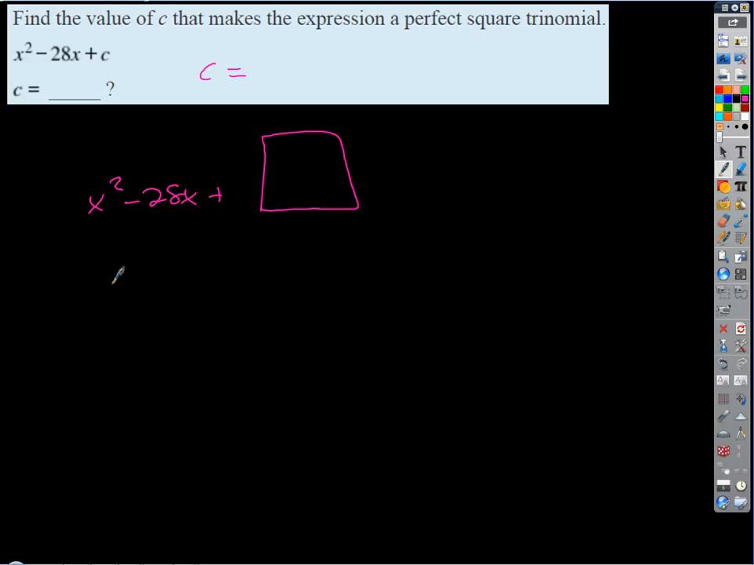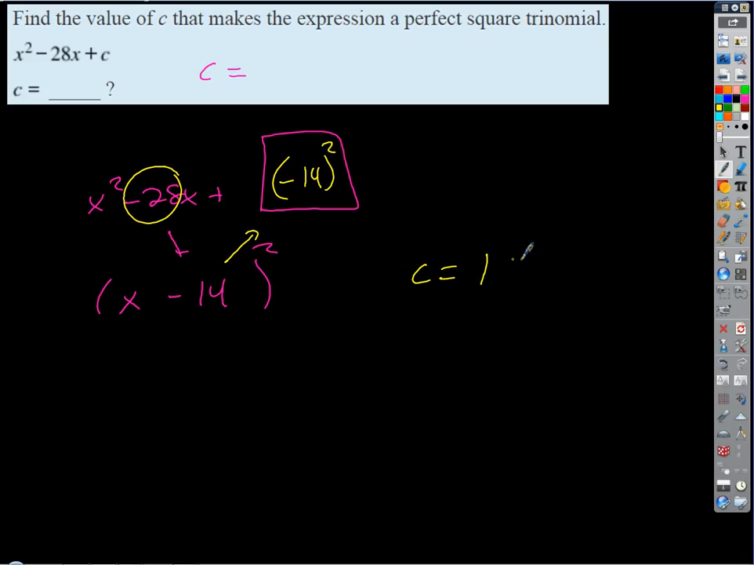Right, we said it's going to factor into what goes here. That's going to be x minus 14 squared, right? So we always do half of b, and then to get up here, we're just going to square that. So up here, we're just going to get negative 14 squared. So what's c going to equal then? What's negative 14 squared? 196, right? Okay. Does that make sense?